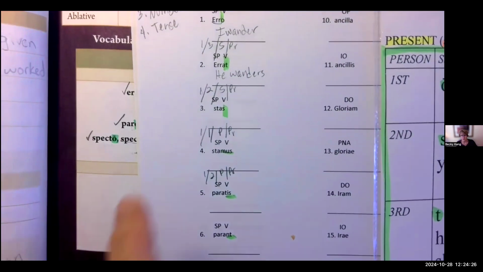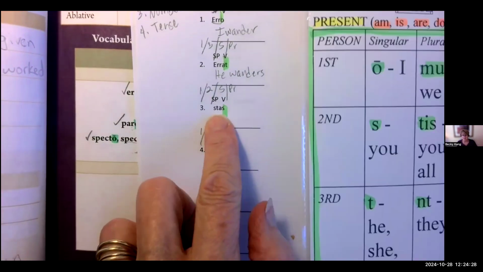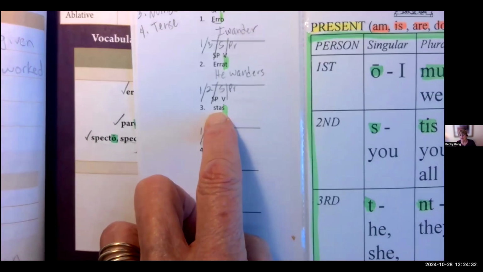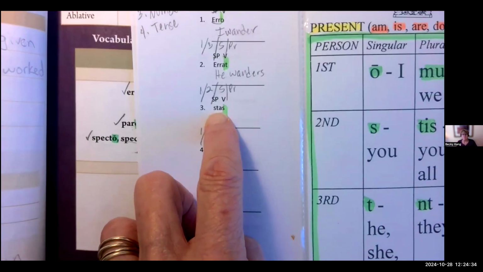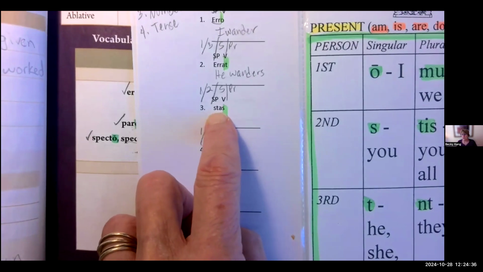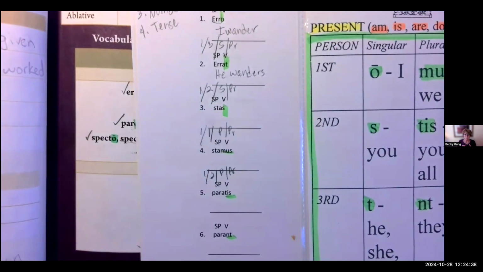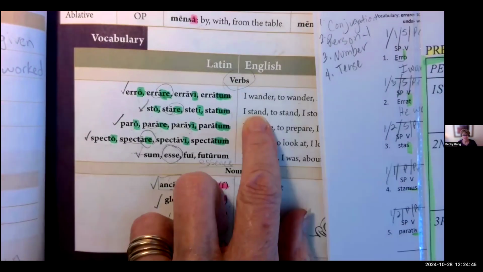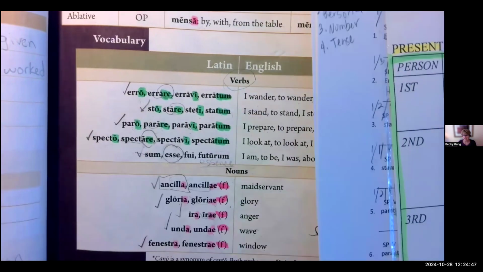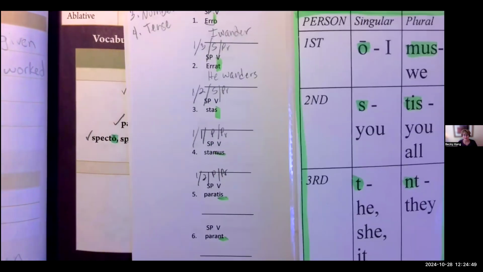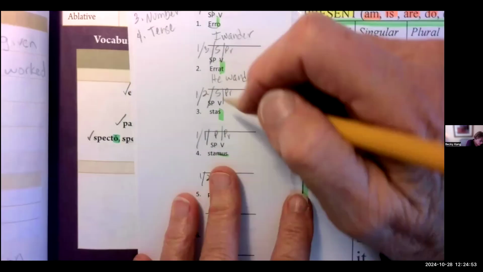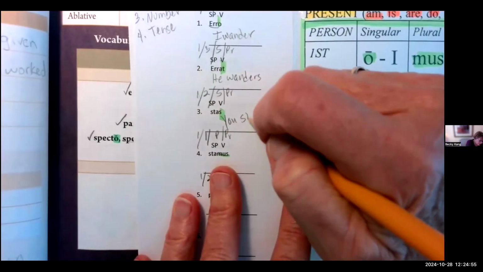Okay. Now, let's do this one. S, and it's sta. Well, we had this in our vocabulary class this morning at 9 o'clock. Stationary means, or static, or it means standing still, to stand. So this stem means stand, and S means you. So it means you stand.